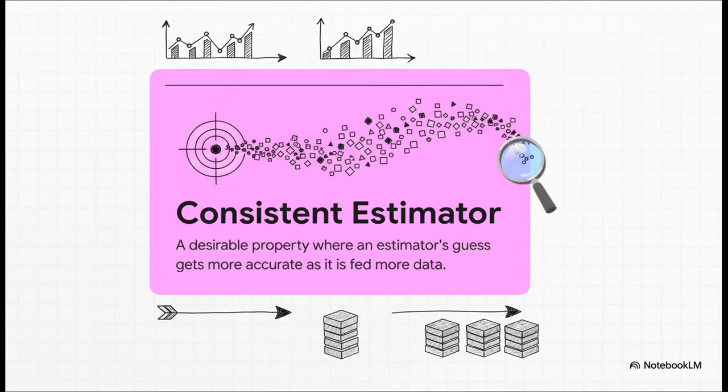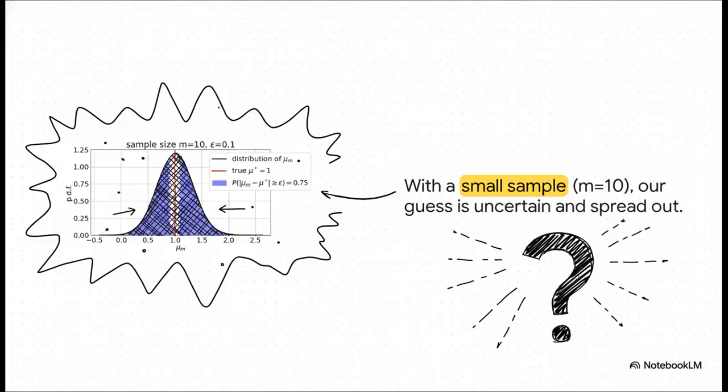And the second property, which is maybe the most important of all, is consistency. A consistent estimator is one that actually gets better the more information you give it. As you feed it more and more and more data, its guesses should start to zero in on the real answer. Let's actually watch this in action.